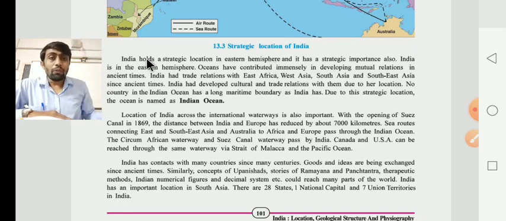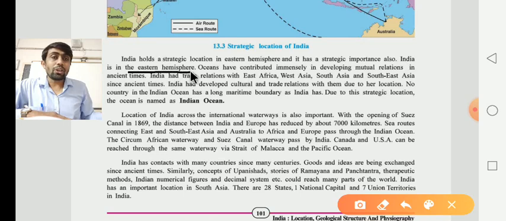So in the same way, India holds a strategic location in the eastern hemisphere, and it is strategically important also. India is in the eastern hemisphere.